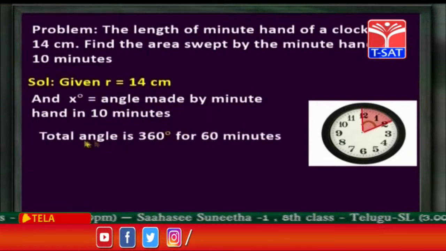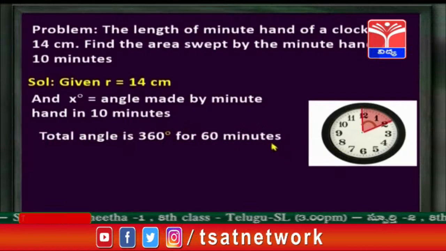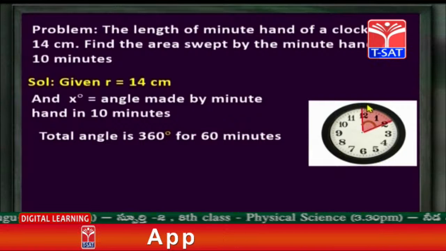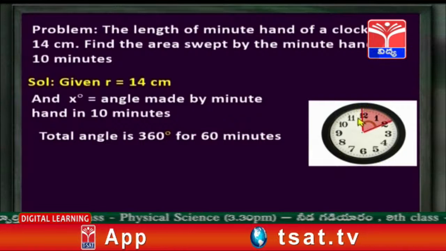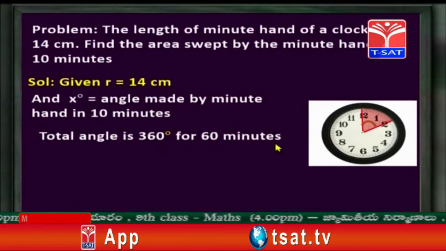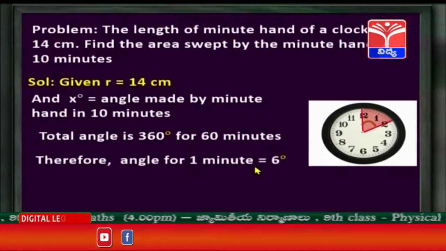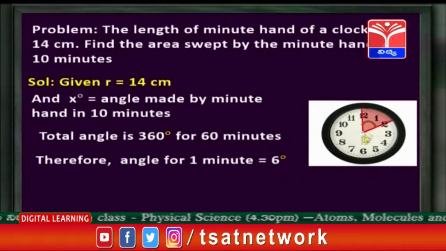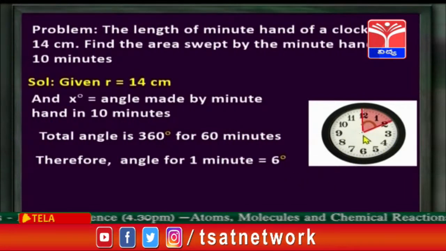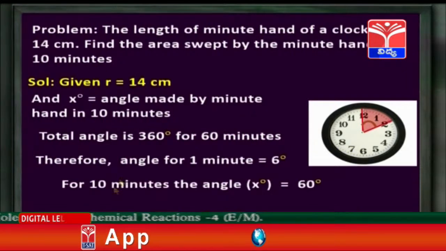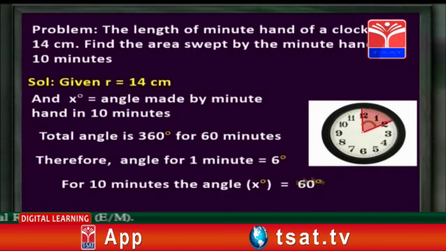So we know that the total angle is 360 degrees for 60 minutes. If a minute hand starts from here and comes back here, it will make 360 degrees in total. If 360 degrees is for 60 minutes, then what is the angle for 1 minute? For 1 minute the angle is 6 degrees. So the minute hand makes a 6 degree angle every minute. So I can say here that for 10 minutes the angle is 60 degrees.